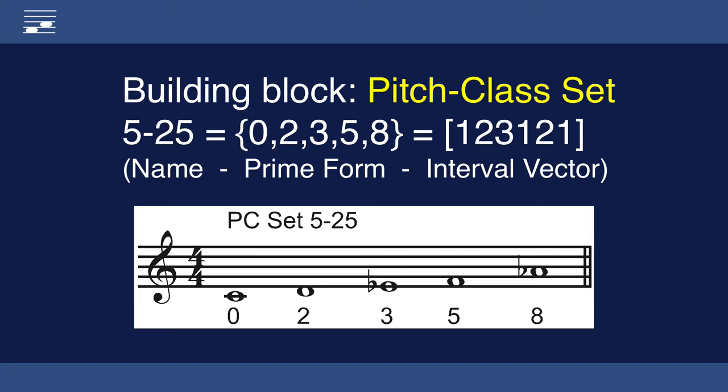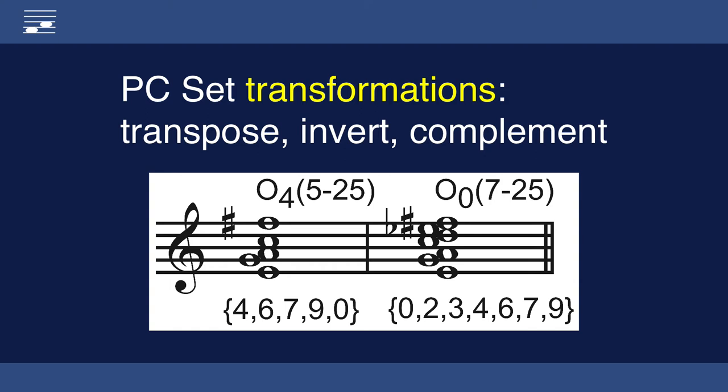In the staff, we see the pitch classes of this set for the root C, the pitch class with integer number 0. This building block undergoes transformations, transposition, inversion, and complement. The staff shows the original set 525, transposed by 4 semitones, so with root E, and on the right, the transposed version of the complement set 725.